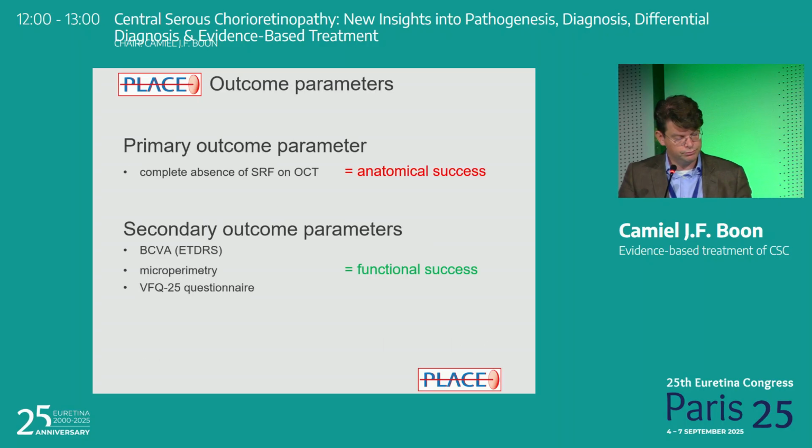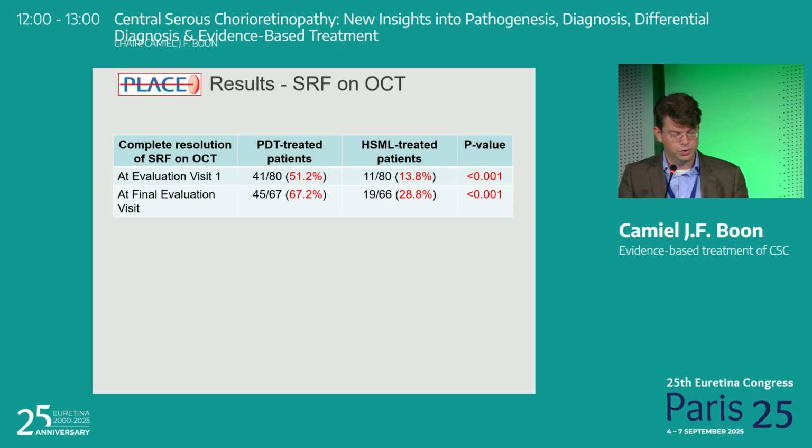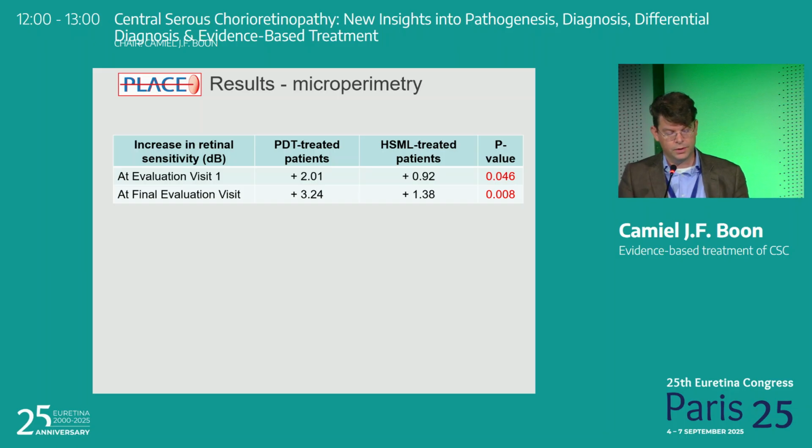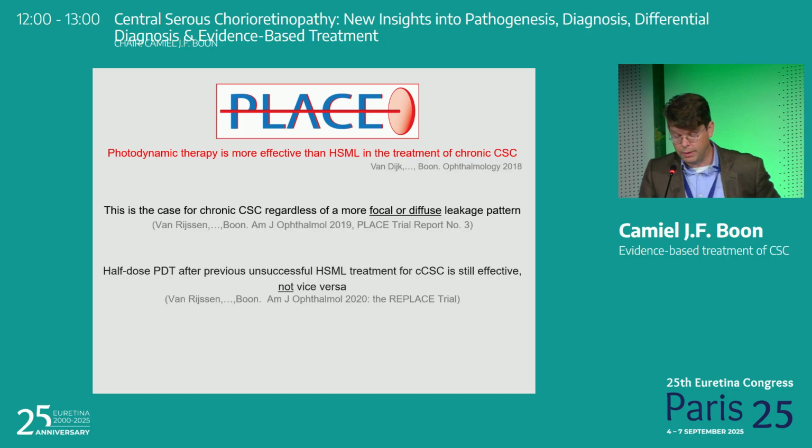Here are the settings. So the primary outcome parameter was anatomical success, so a complete resolution of fluid on OCT, and the secondary outcome parameters were functional parameters, so BCVA, microperimetry sensitivity, and a vision questionnaire, quality of life questionnaire. And we found a markedly higher percentage of complete resolution in the PDT-treated group compared to the micropulse laser group. And also the PDT was more favorable in terms of an increase of retinal sensitivity on microperimetry. So we concluded in the study that was published in Ophthalmology already quite some years ago that photodynamic therapy is more effective than micropulse laser for treating chronic CSC.